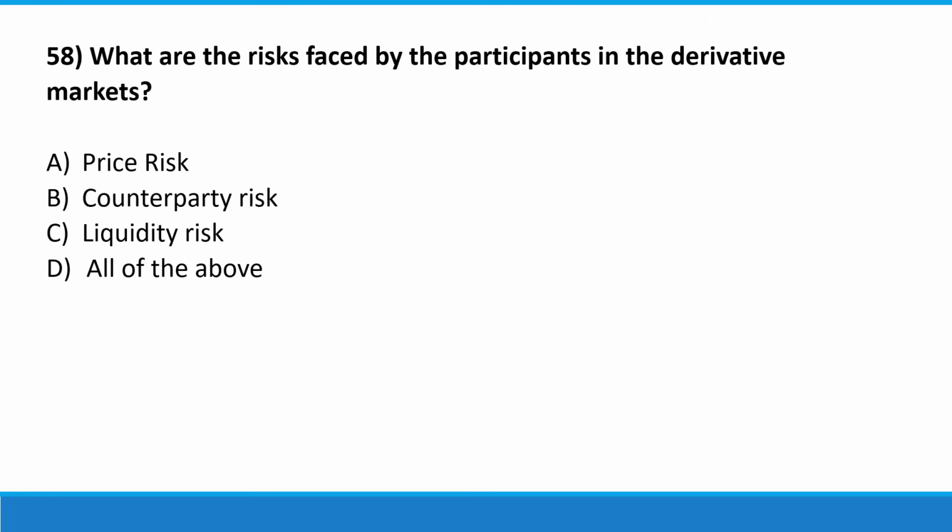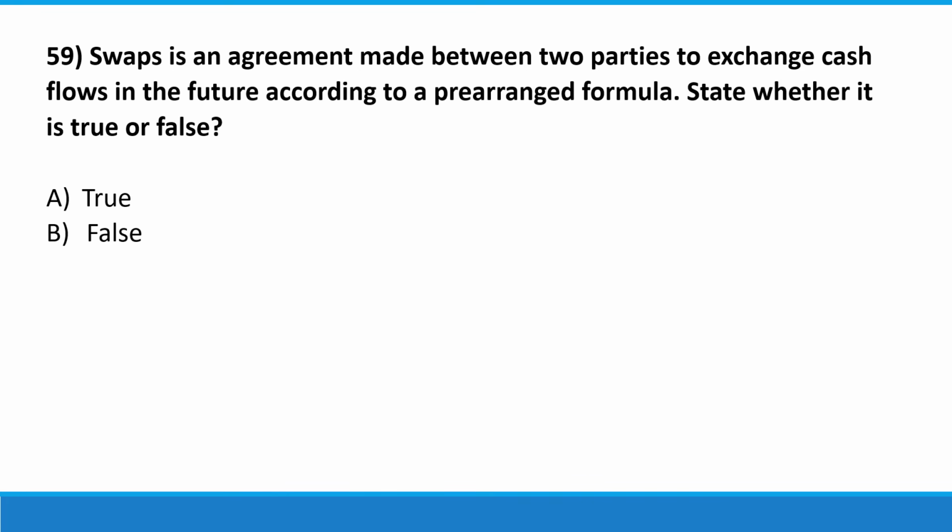What are the risks faced by the participants in the derivative markets? Option A, price risk. Option B, counterparty risk. Option C, liquidity risk. And option D, all of the above. The correct answer is option D, all of the above. Swaps is an agreement made between two parties to exchange cash flows in the future according to a pre-arranged formula. State whether it is true or false. The correct answer is option A, true.